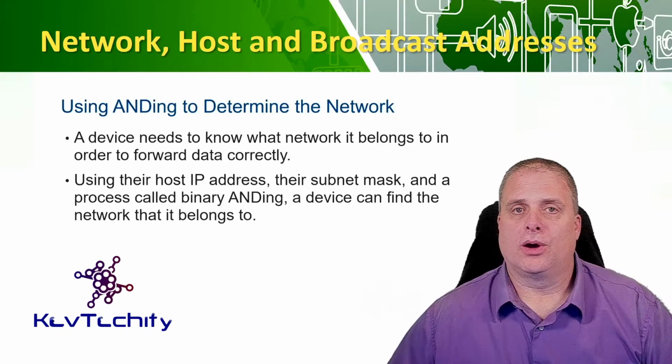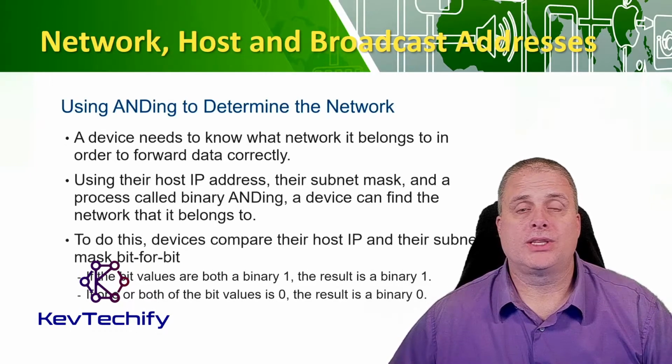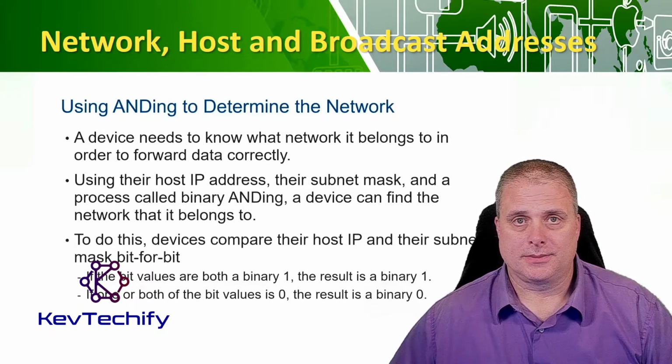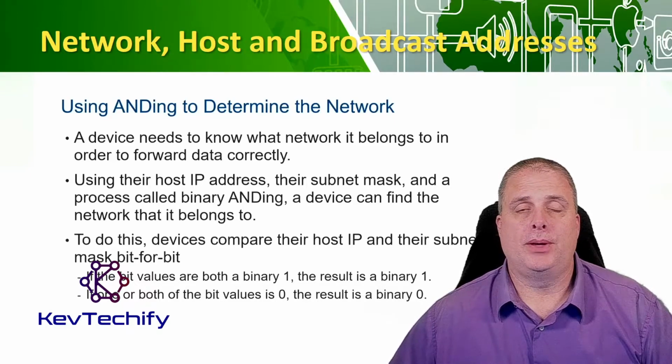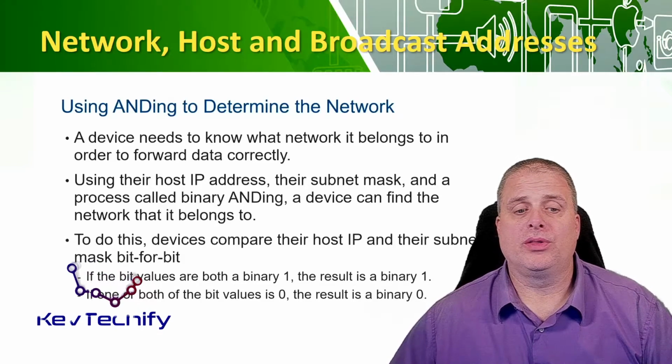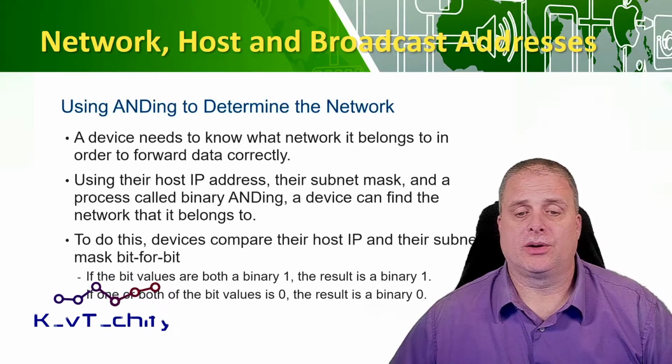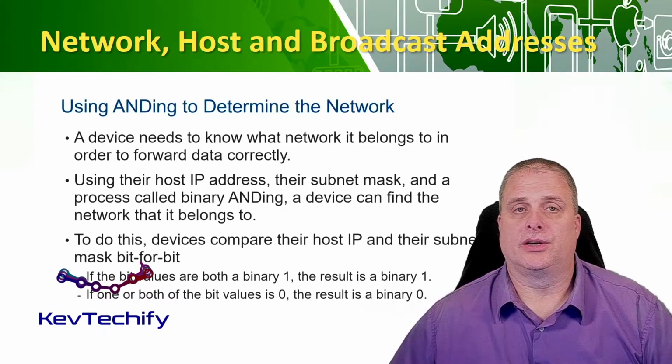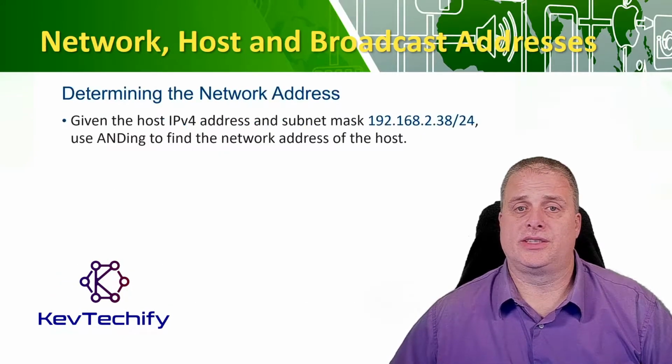To do this, the host compares the host IP and its subnet mask bit for bit. If the bit values are both a binary 1, the result is a binary 1. If one or both of the bit values is 0, the result is a binary 0. Let's take a look at an example.